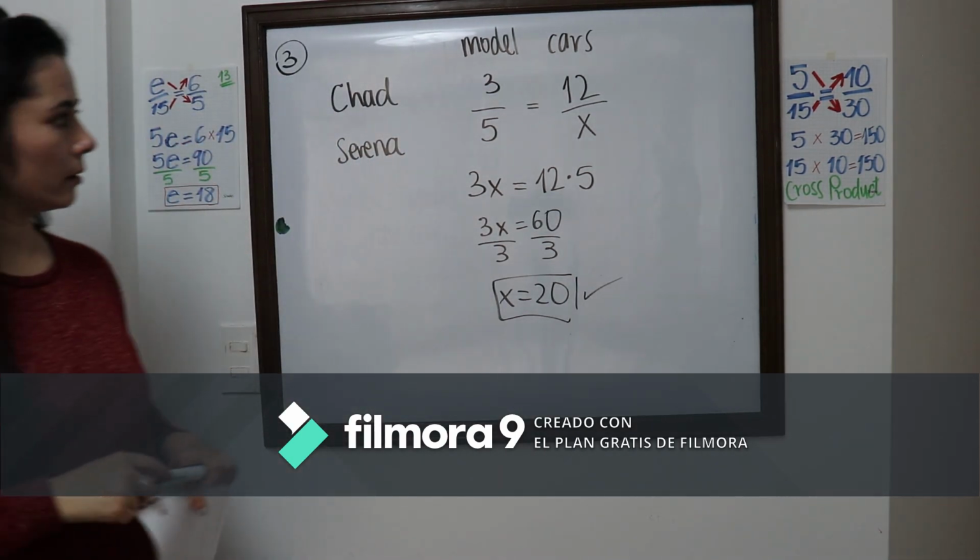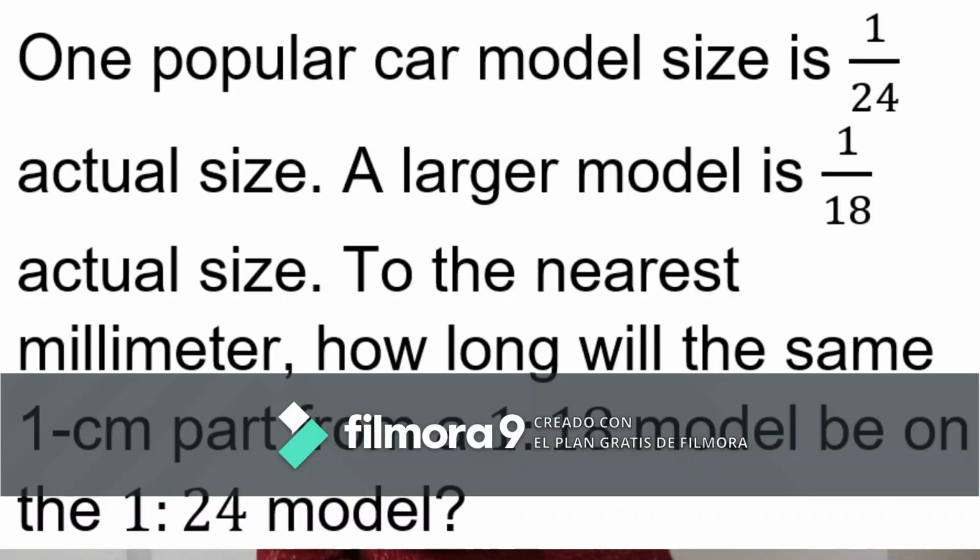for Zarina. Okay. Number 4 is one popular car model size is 1/24th actual size. A larger model is 1/18th actual size. To the nearest millimeter, how long will the same 1 centimeter part from the 1 to 18 model be on the 1 to 24 model?